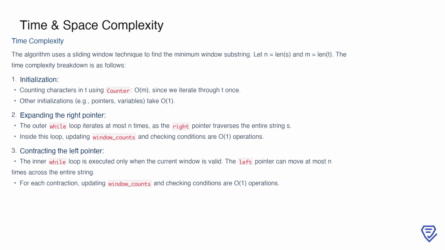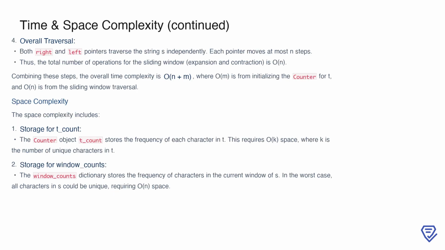Finally, we contract the left pointer when the current window is valid. The left pointer similarly traverses the entire string S, moving at most n times. Each contraction involves constant time updates and checks, which makes the inner loop efficient as well. Now, considering the overall traversal of the string, both the right and left pointers move independently, and each can traverse the string S entirely, but never more than once. This means the total number of operations for expanding and contracting the window is O(n).